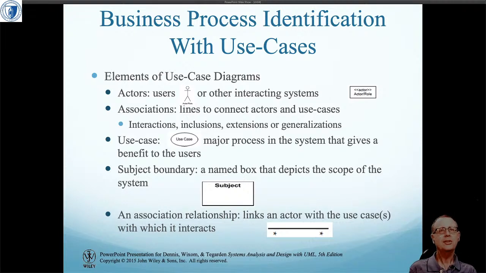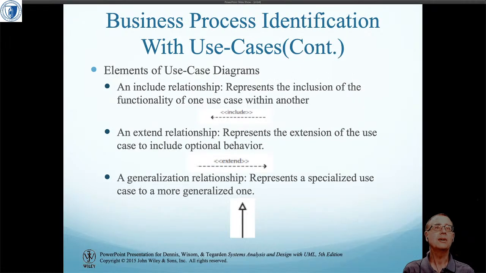So these are the elements of a use case. Actors are the stick figures. Sometimes you use the stereotype actor on a box like in the right hand side there. Associations are lines drawn to connect actors and use cases. There are interactions, inclusions, extensions, or generalizations. The use case is the major process in the system that gives benefit to the users, the functional requirement. There's a box around the use cases, separating the use cases from the actors, which is the scope of the system. And then the association links actors with use cases.